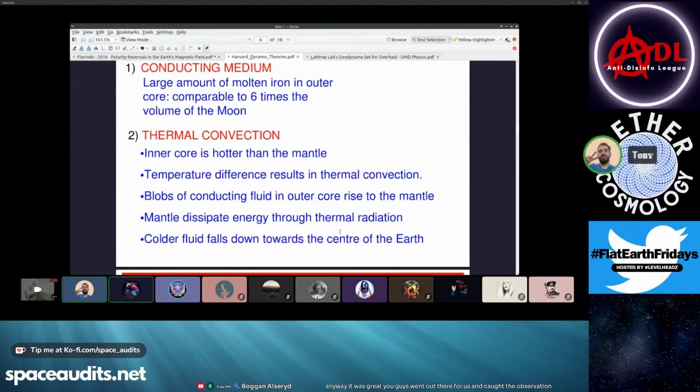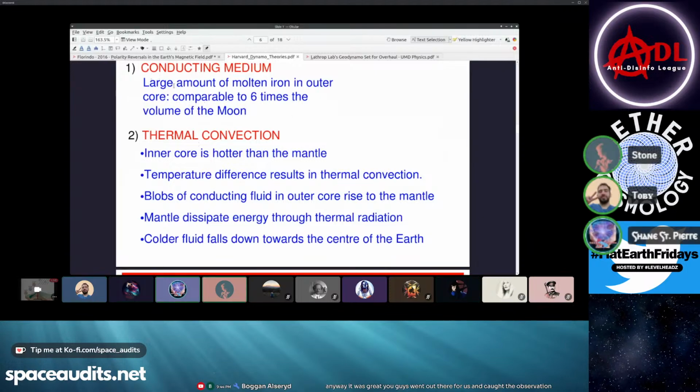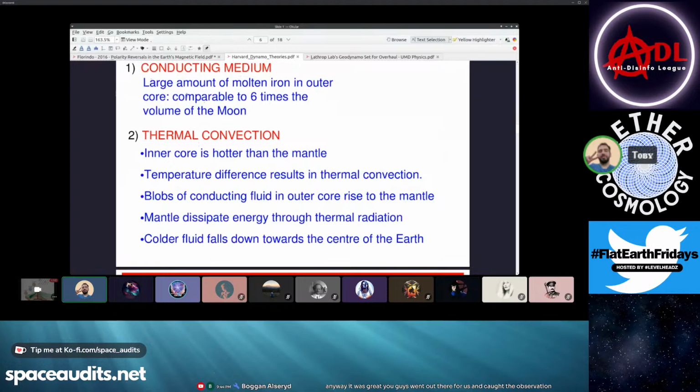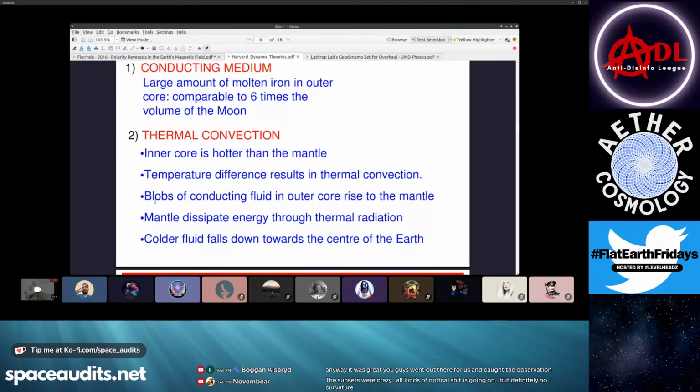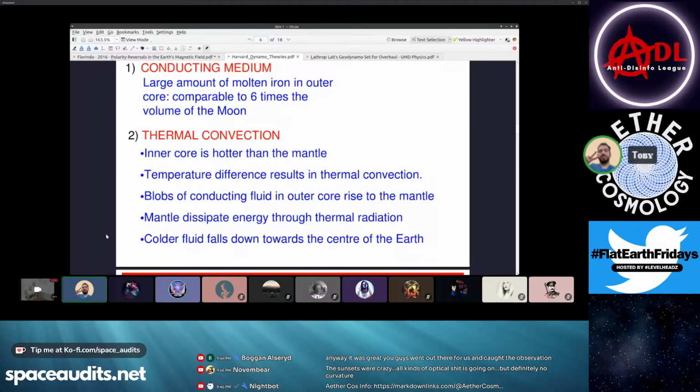So here they are talking about the thermal convection. The large amount of molten iron in the outer core is comparable to 6 times the volume of the moon. And for the thermal convection, the inner core is hotter than the mantle. The temperature difference results in thermal convection that just happens to work magically in the direction they need for their magnetic field. And with the rotation of the Earth, blobs of conducting fluid in the outer core rise to the mantle. The mantle dissipates energy through thermal radiation.